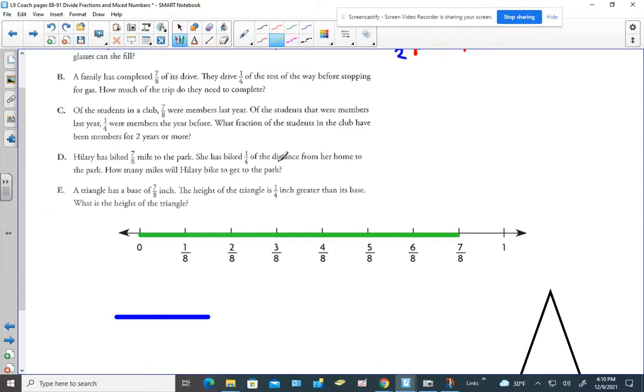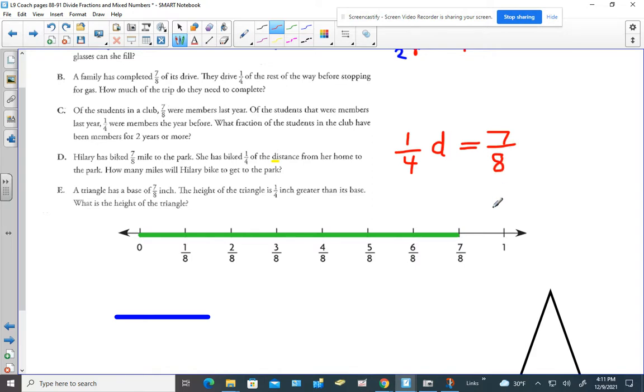But what they do make pretty clear, it says she has biked 1/4 of the distance from her home to the park. So when we say of the distance, how about we use a variable d for distance? And let's write that as an expression. That means 1/4 of the distance, or 1/4 times d. Now, should we interpret that as that amount equals 7/8? I would say, yeah, that's how we should interpret it. It's unclear, but that's how I'm interpreting it.